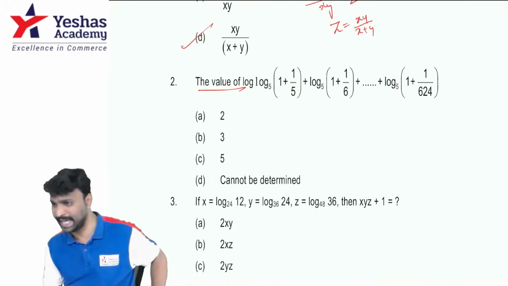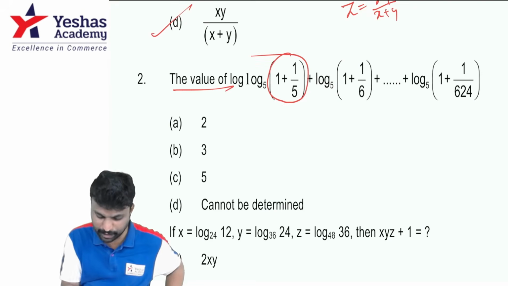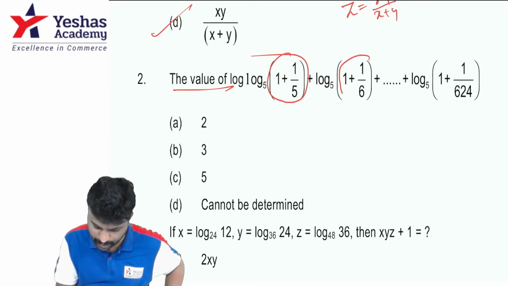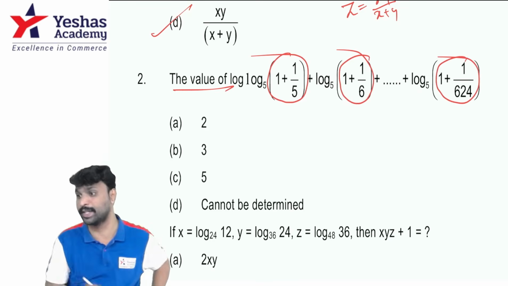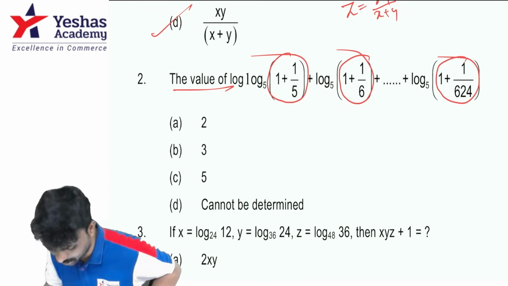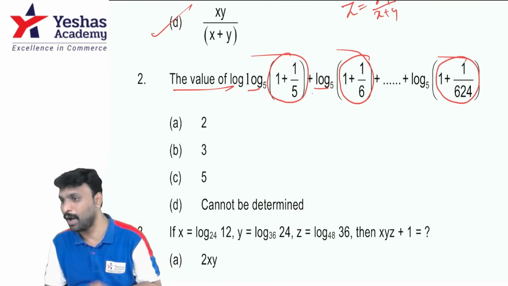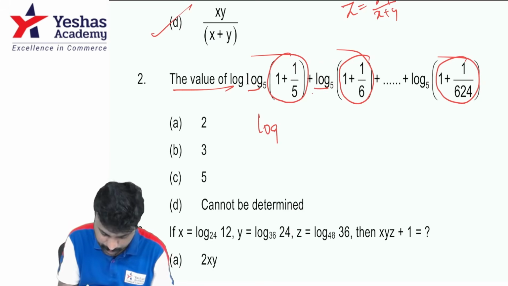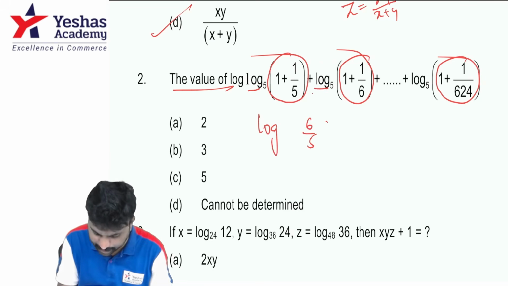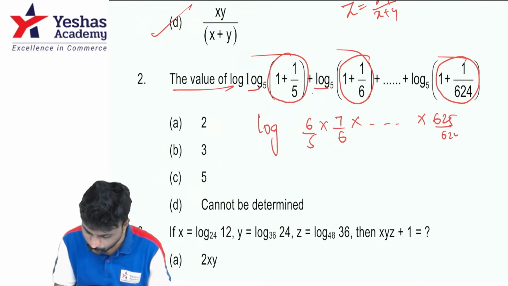It is a very easy question. We have to simplify this. 1 plus 1 by 5 is 6 by 5. 1 plus 1 by 6 is 7 by 6. And 1 plus 1 by 624 is 625 by 624. Now, there are log terms which are added. Obviously, bases are same, so addition becomes multiplication. The first term is actually 6 by 5, second term 7 by 6, and so on. The last term is 625 by 624.